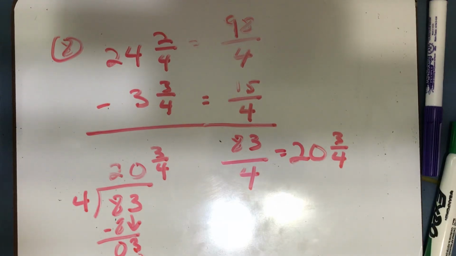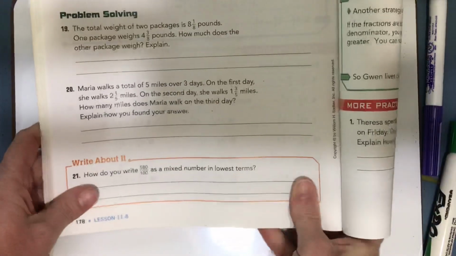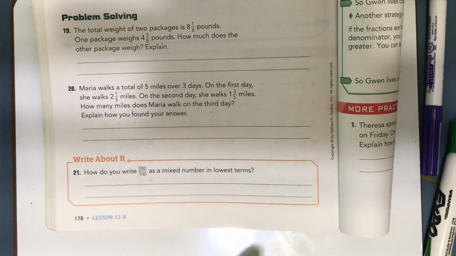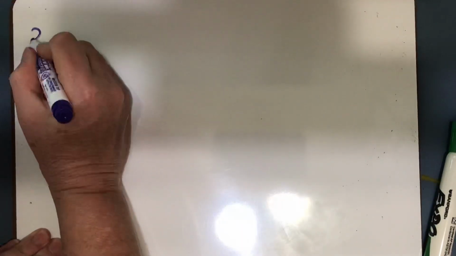All right, now I'm going to go to number 20, the word problem that you have to do. Number 20 says, Maria walks a total of 5 miles over 3 days. On the first day, she walks 2 1/5 miles. On the second day, she walks 1 3/5 miles. How many miles does Maria walk on the third day? Explain how you found your answer. All right, well, we're going to do a bar for this one.